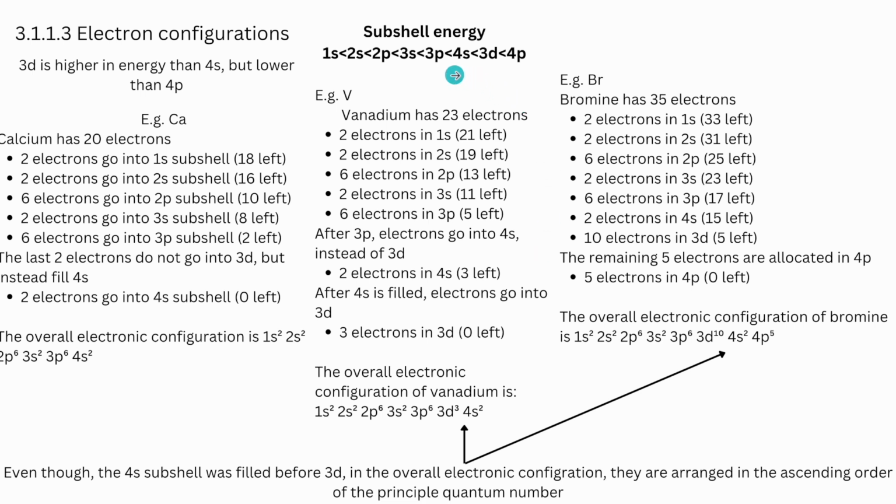And the 4s subshell is followed by the 3d subshell. The 3d subshell can accommodate up to 10 electrons, but we only have 3, so 3 electrons in the 3d subshell, and we have 0 left. And so the overall electronic configuration of vanadium is 1s2, 2s2, 2p6, 3s2, 3p6, 3d3, and 4s2. Please notice that even though the 4s subshell was filled before the 3d, in the overall electronic configuration, they are arranged in the ascending order of the principal quantum number.